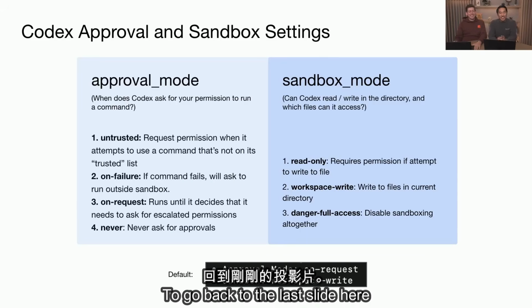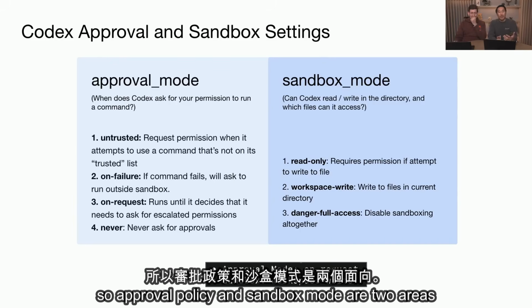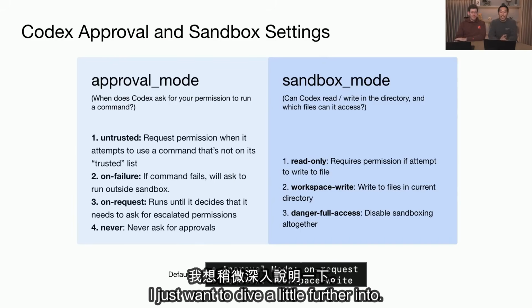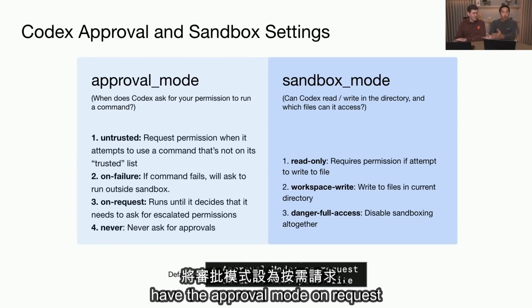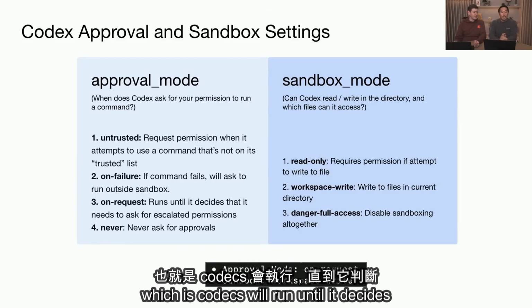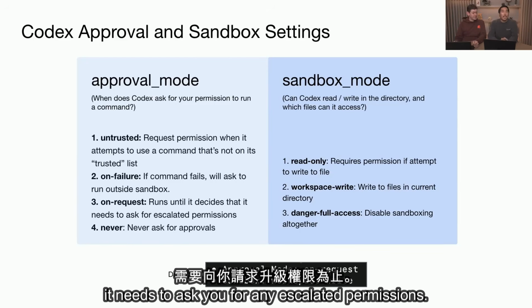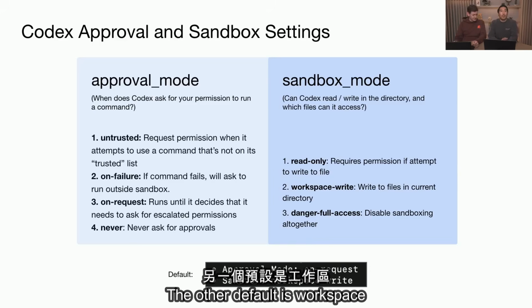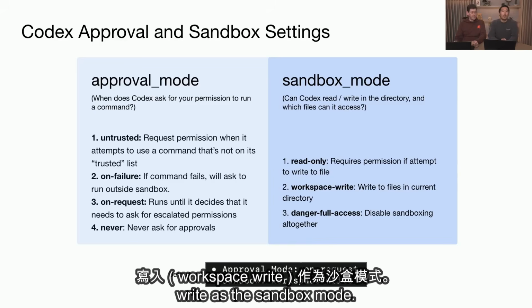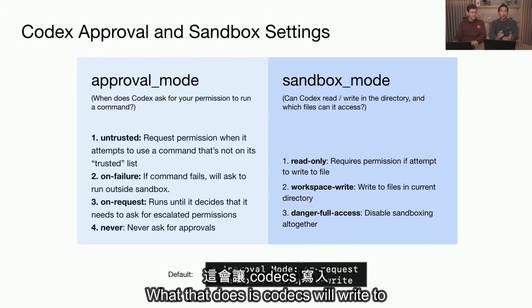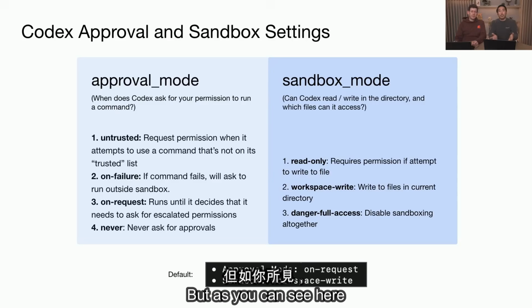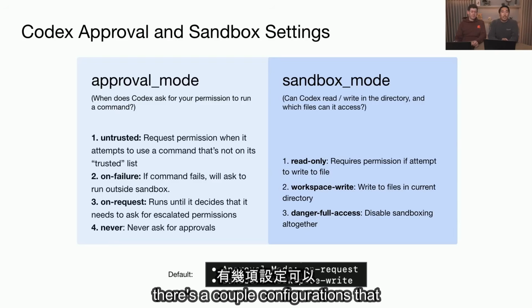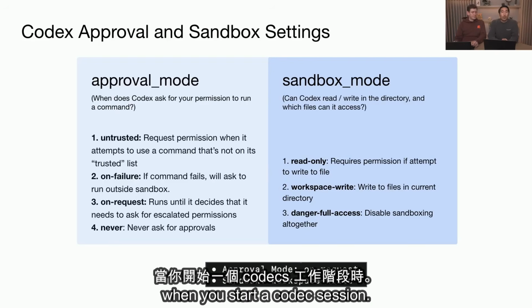To go back to the last slide here, approval policy and sandbox mode are two areas I just want to dive a little further into. The default for Codex is to have the approval mode on request, which is Codex will run until it decides it needs to ask you for any escalated permissions. The other default is workspace write as the sandbox mode. What that does is Codex will write to files in your current directory and not anything outside. But as you can see here, there's a couple configurations that you can change with the default when you start a Codex session.